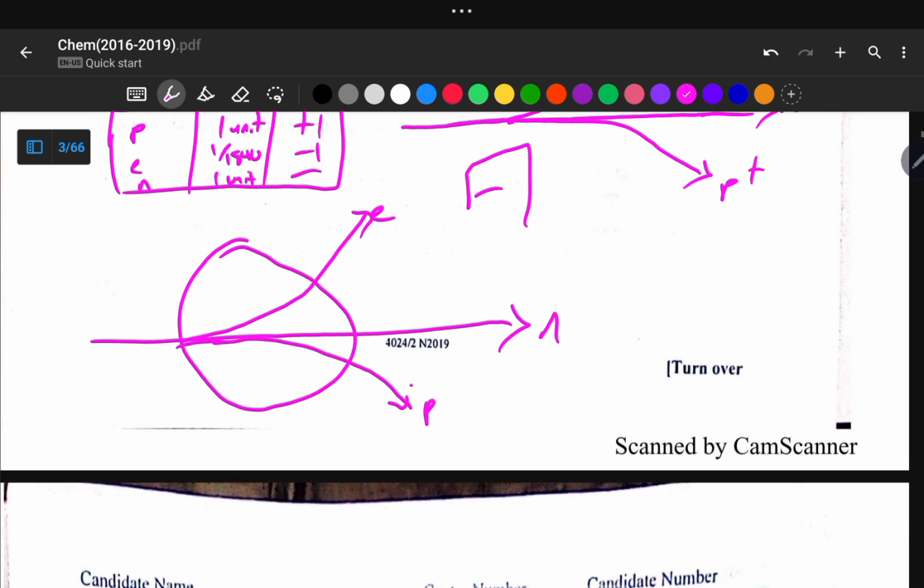And also to know the location. Protons and neutrons are located in the nucleus, and then electrons are located in the shells, right? And then you should be able to write the electronic configurations to show the arrangement of electrons in their electronic shells, right?